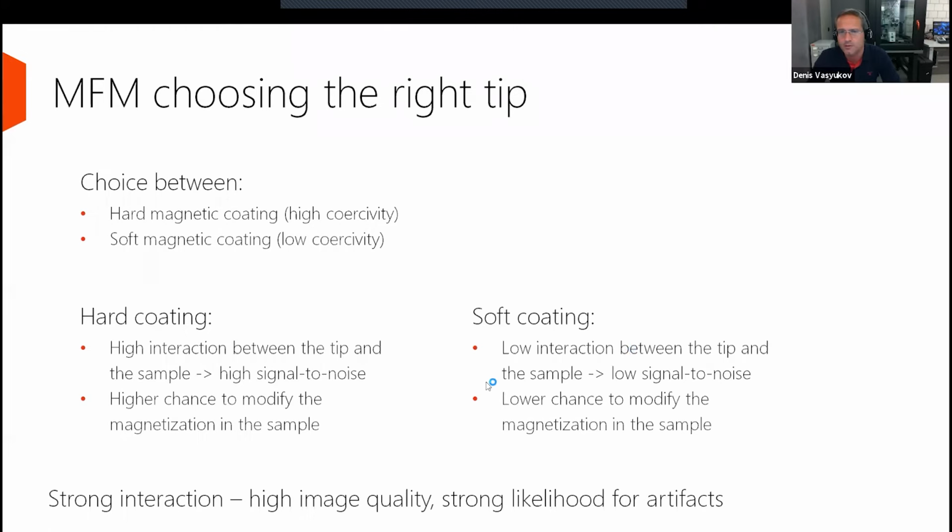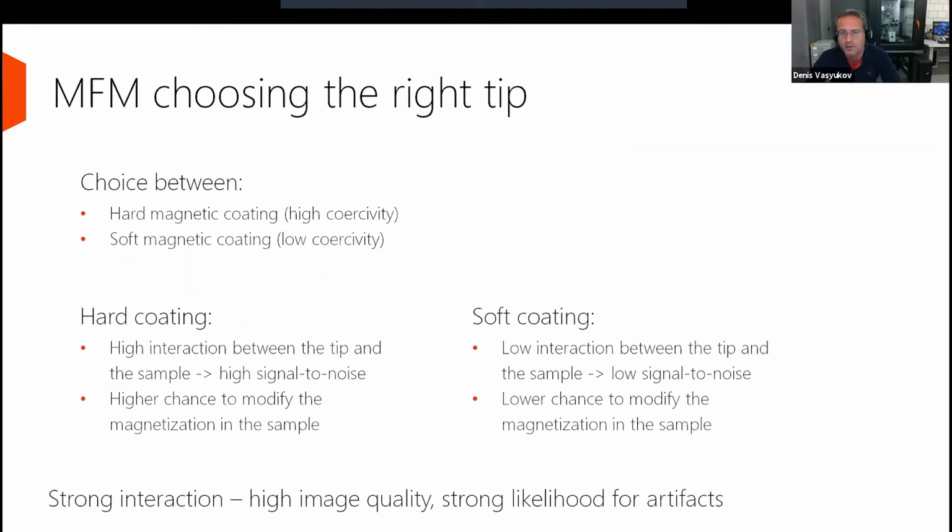Another question we're often asked is what kind of tip to choose for your measurement. Essentially, there are only two choices you can make, or three choices. There's a hard magnetic coating with high coercivity, and then the soft magnetic coating with low coercivity. And sometimes you manage to get something in between these two. So what does it mean? In the beginning, if you don't know your sample, I would always go for the hard coating. It means that the interaction between your tip and the sample is high, so you get high signal to noise. But it also means that you have a higher chance to modify the local magnetization in your sample.